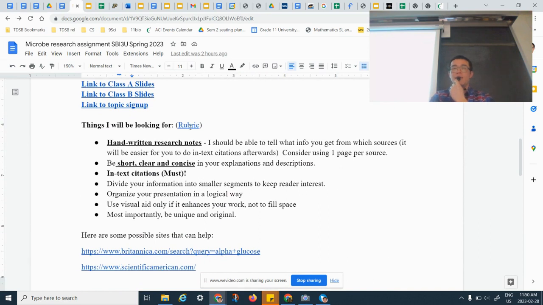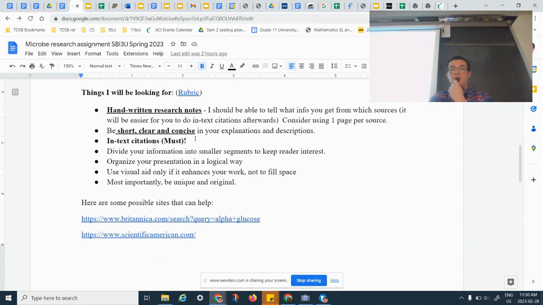Good. Things I'm looking for. The link to the rubric is right here, so you can look at it a little bit later. I talked about the handwritten notes already. In-text citation is a must, and I told you guys what I'm expecting in terms of in-text citation. This here is important. Use visual aid only if it enhances your work, not to fill space.